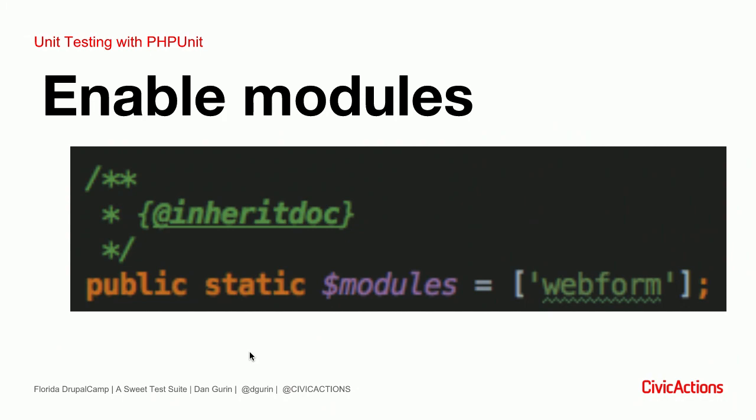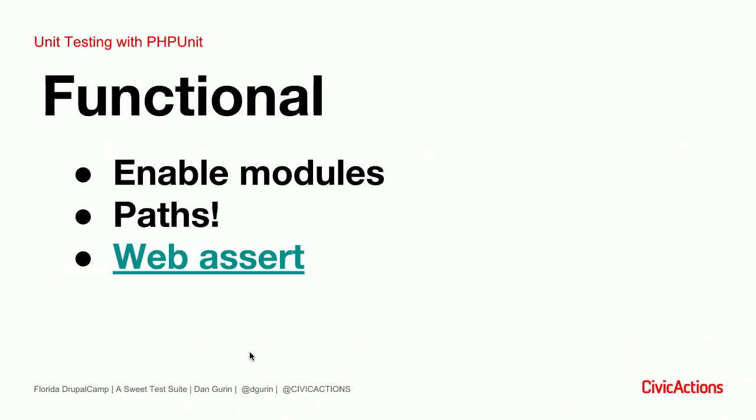Here's how you enable modules. Just pretty easy. Add the module names to the modules array. This is for kernel and functional tests. So with the functional tests, just like we said, enable modules. You have access to Mink because you have the web server going, and you also have web assert.